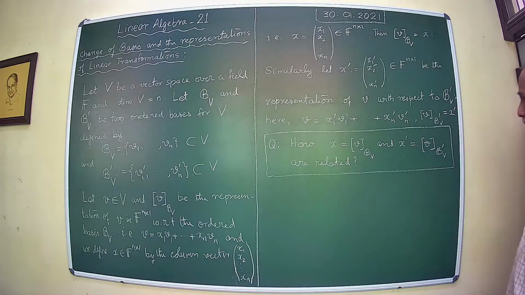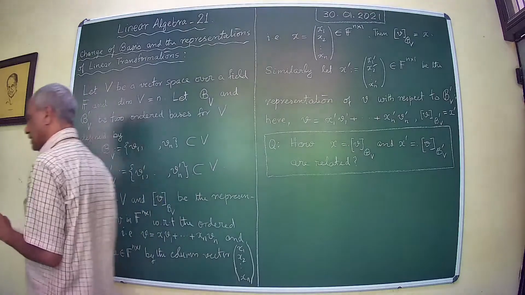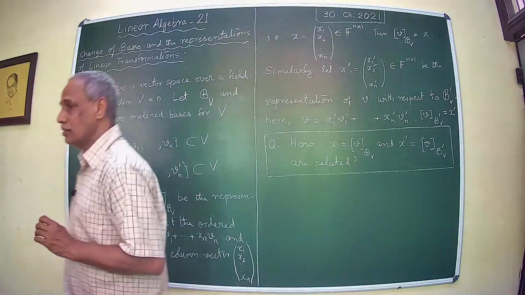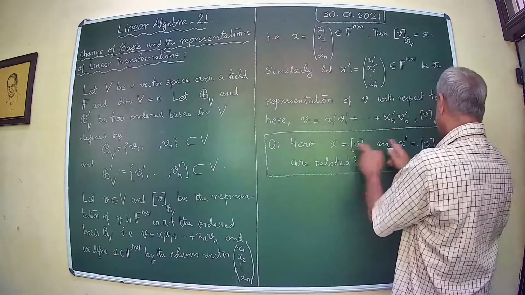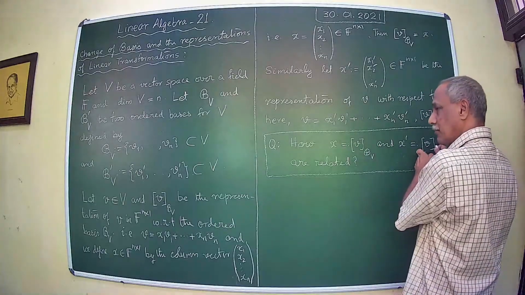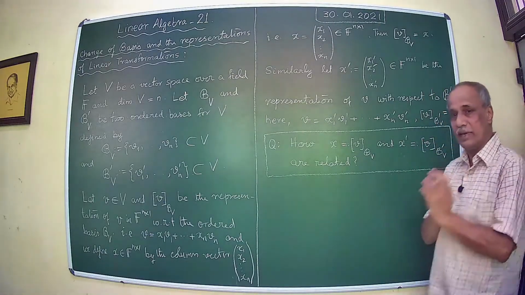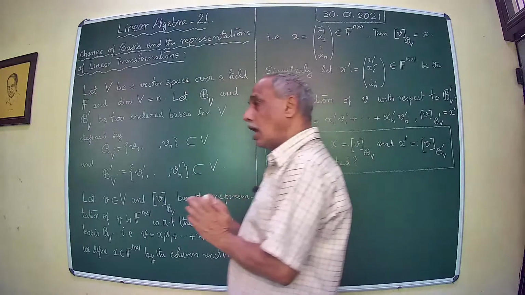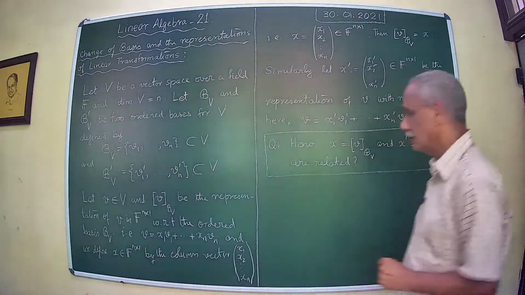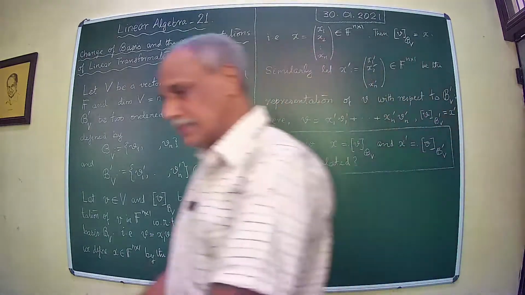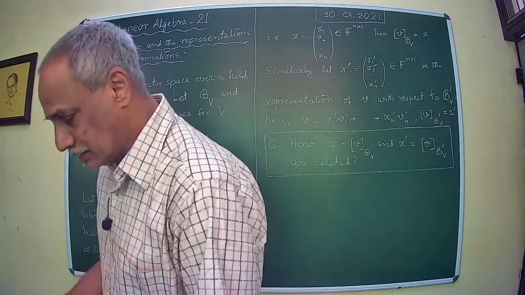That's the representation. Now, the question that we are raising is the following. This is a column vector in F^(n×1). This is also a column vector in F^(n×1). Both coming out of the same vector in V. How are these two related? Now, this is the question that we are raising. Now, we will try to examine this and try to find out the nature of this connection.